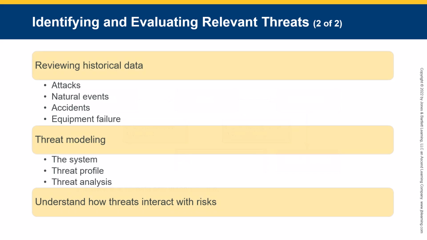How do we do this? Historical data or trends. Trends within our own organization, trends within the industry, really just depends. Historical data could be attacks, natural disasters, accidents, equipment and equipment failure. Threat modeling will be looking at the modeling for the systems, architecture, hardware, software, the threat profile, and an analysis.